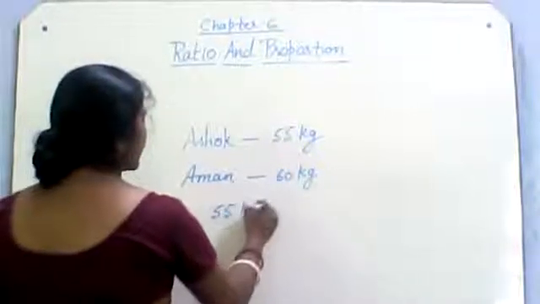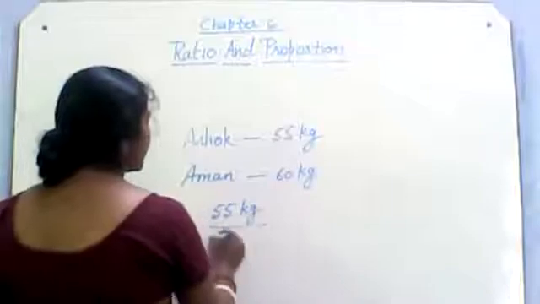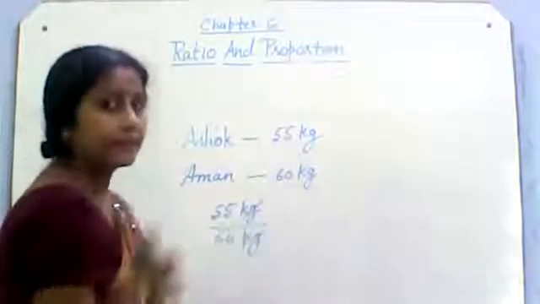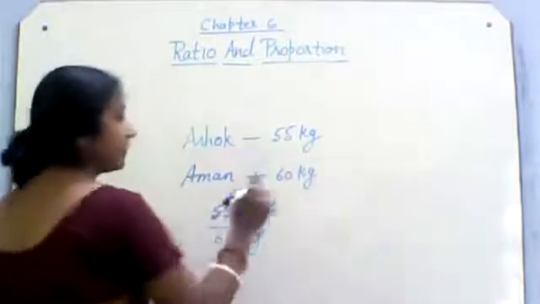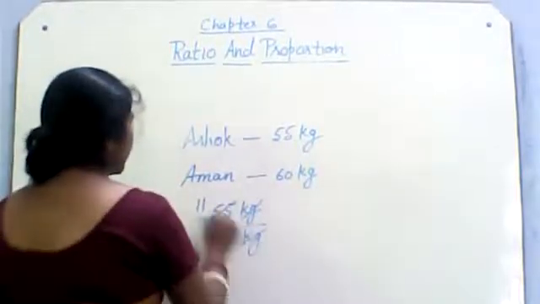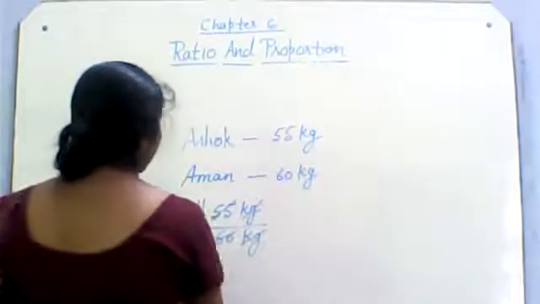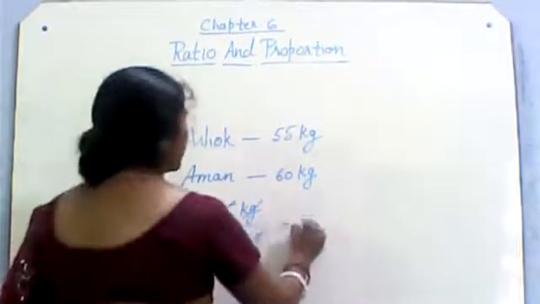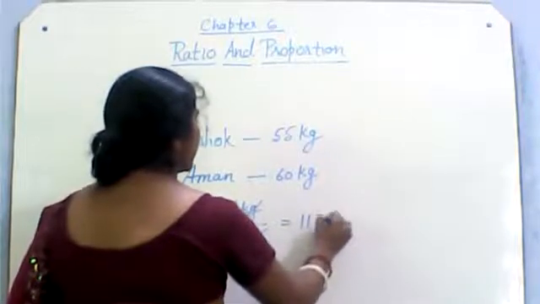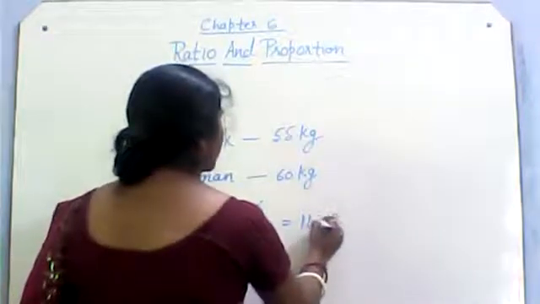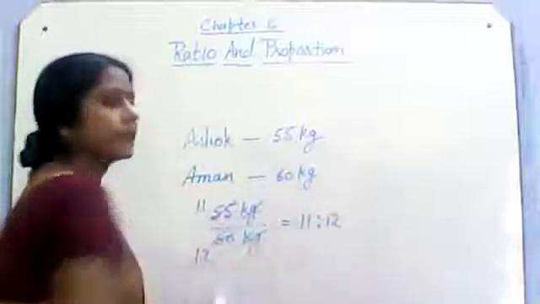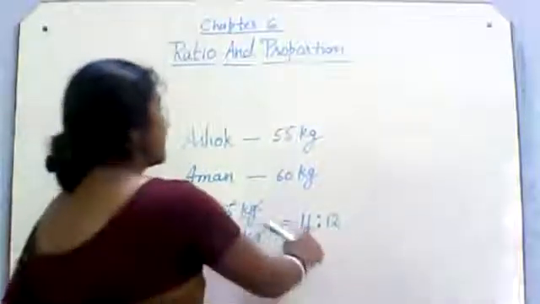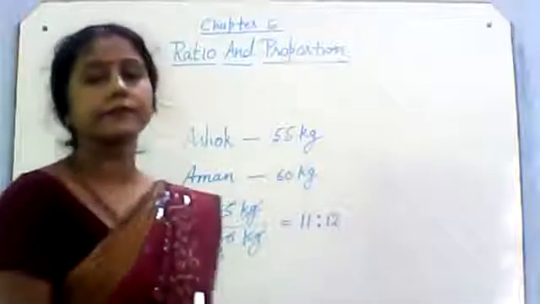55 kilogram divided by 60 kilogram. Kilogram cancel. Then by 5 you can cancel it. 5 11s are 55 and 5 12s are 60. So the ratio will be 11:12. These 2 points we say ratio. Ratio we indicate like this.